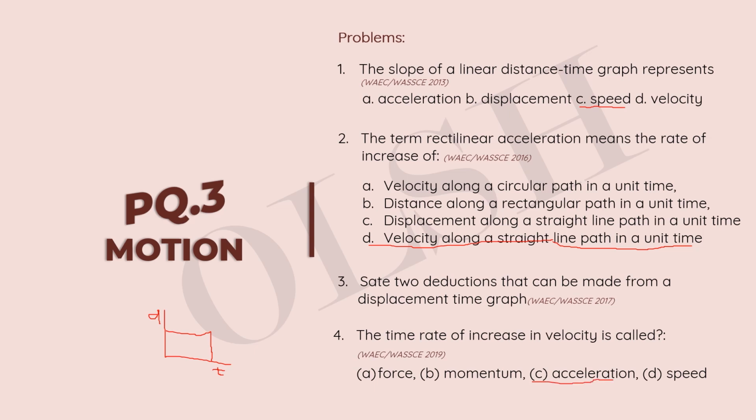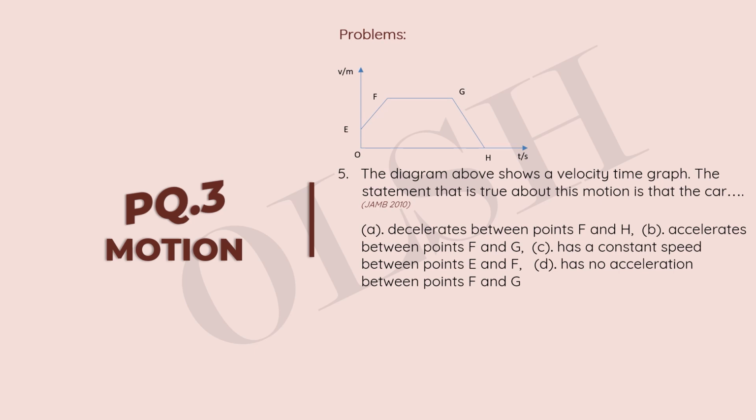We have number 5. The diagram above shows the velocity time graph. The statement that is true about this motion is that the car A decelerates between points F and H, B accelerates between points F and G, C has a constant speed between points E and F, D has no acceleration between points F and G. So let's look at this. Decelerates between points F and H. This is point F, this is point H.